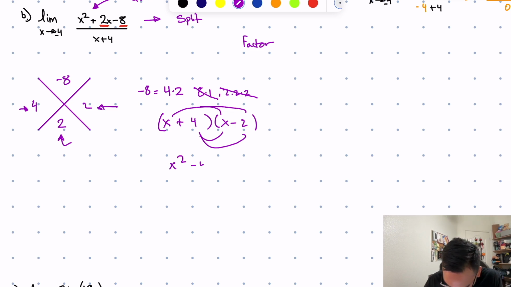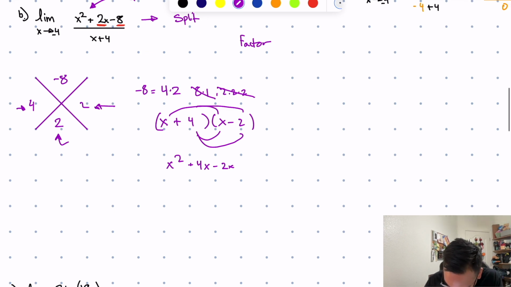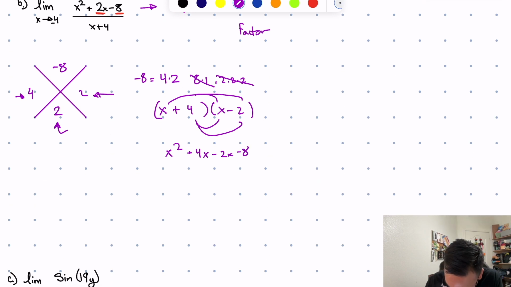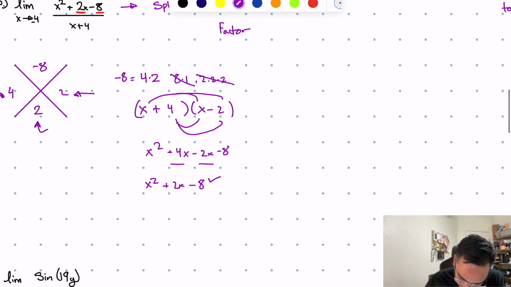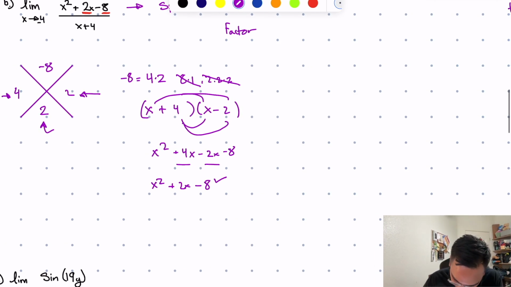x squared minus 4x, it's going to be plus 4x minus 2x minus 8. So 4x minus 2x is going to be x squared plus 2x minus 8. So this checks out. So this is how we know this equals our original equation. So we know it checks out.